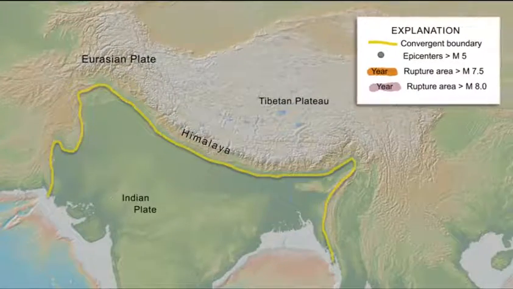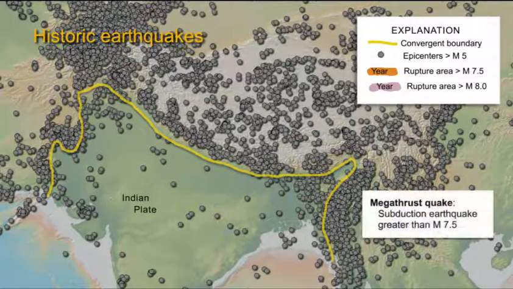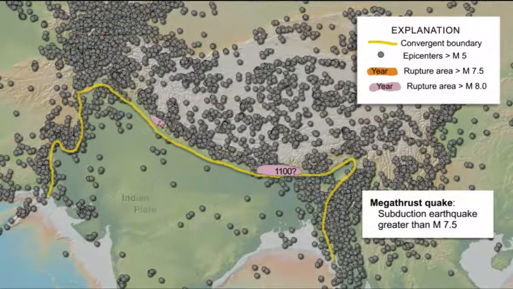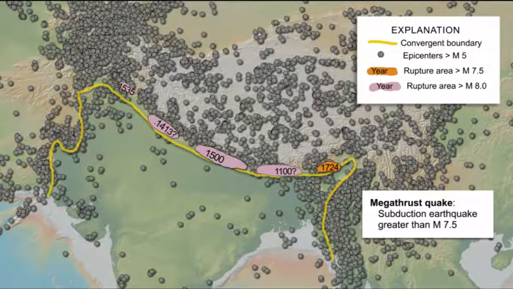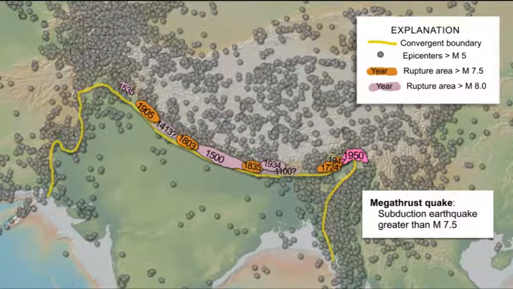Regional compression produces broadly distributed earthquakes north of the 2,900-kilometer Himalayan plate boundary. However, the historical earthquake record indicates that the largest earthquakes, shown by their rupture areas, occur on the shallow portion of the megathrust boundary. The magnitude 8.6 Assam-Tibet event in 1950 was the 10th largest earthquake of the 20th century.